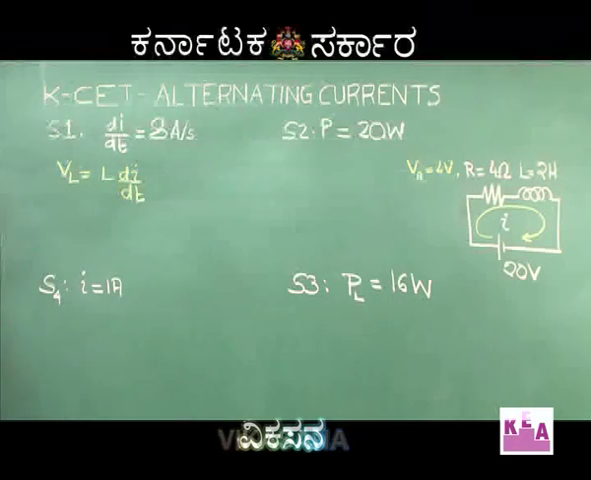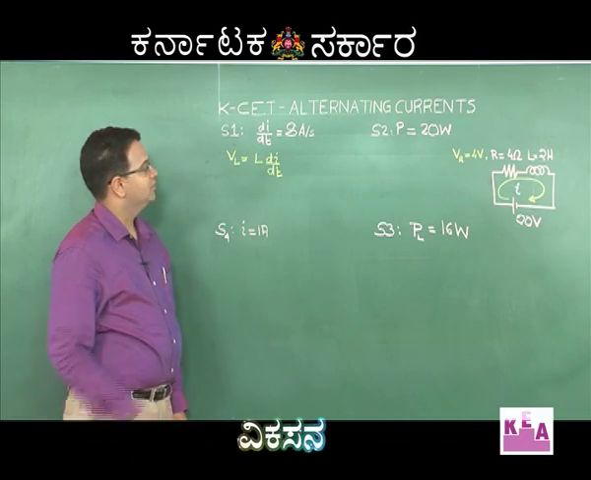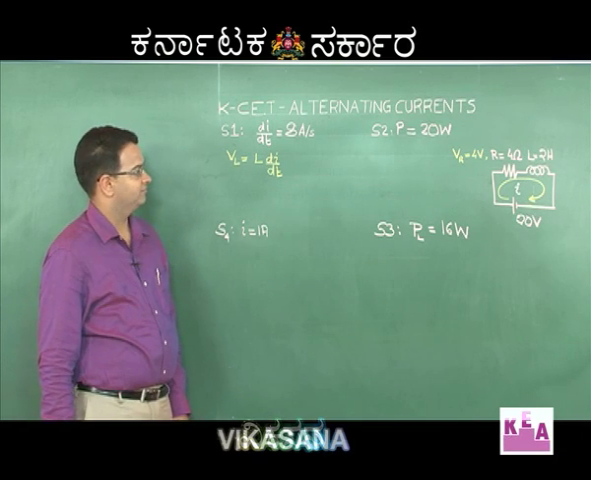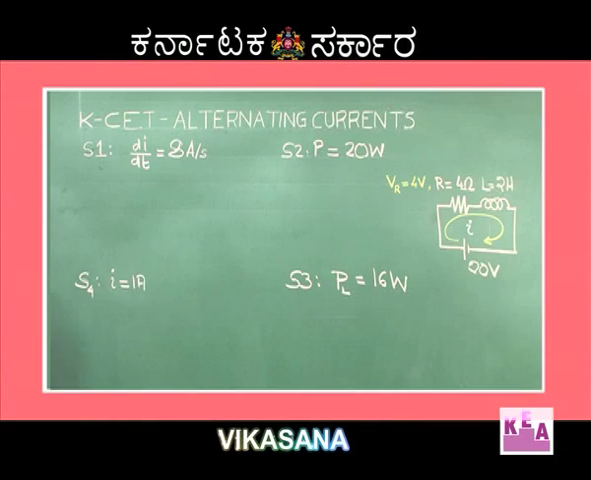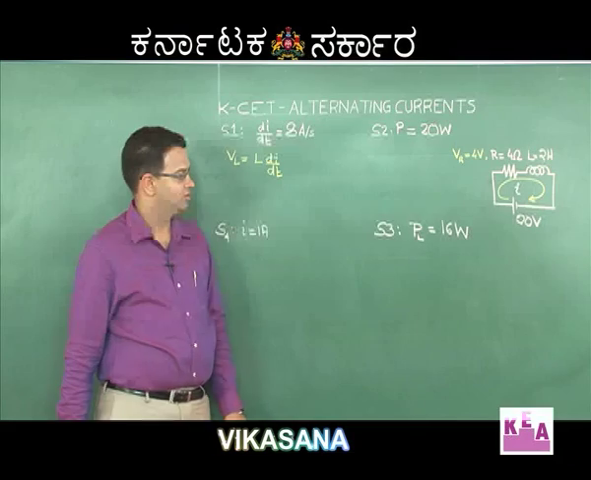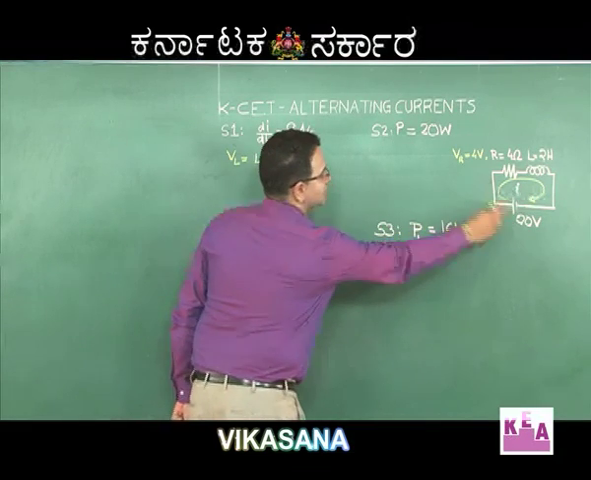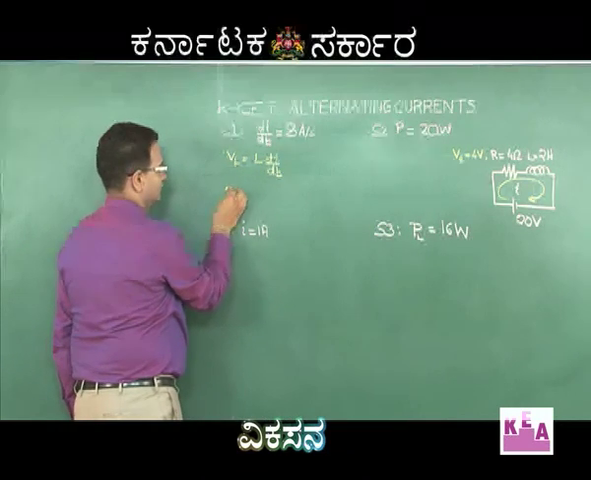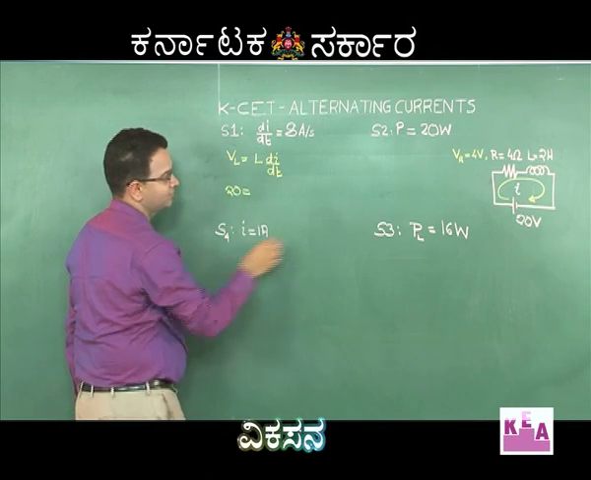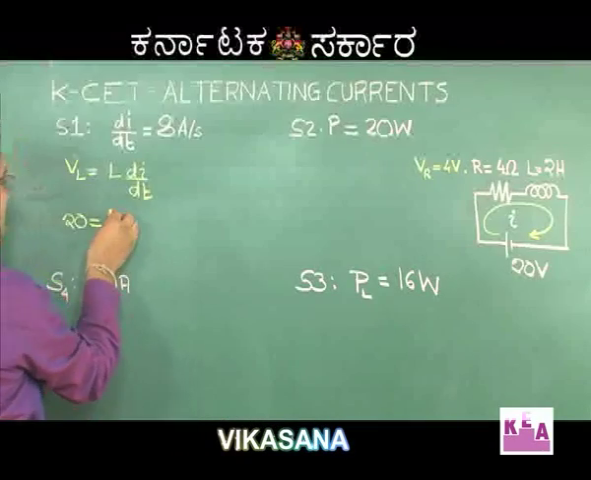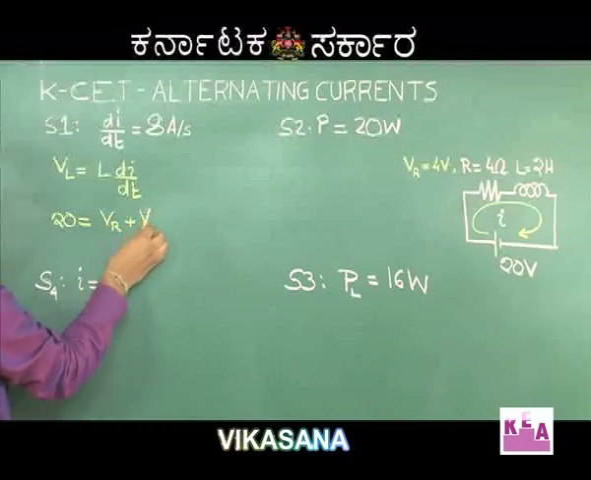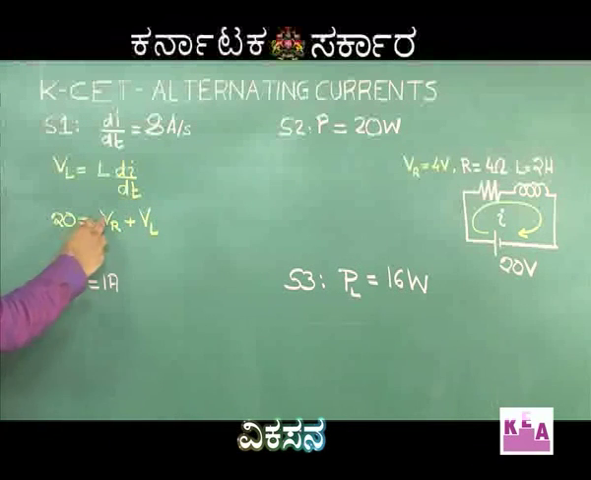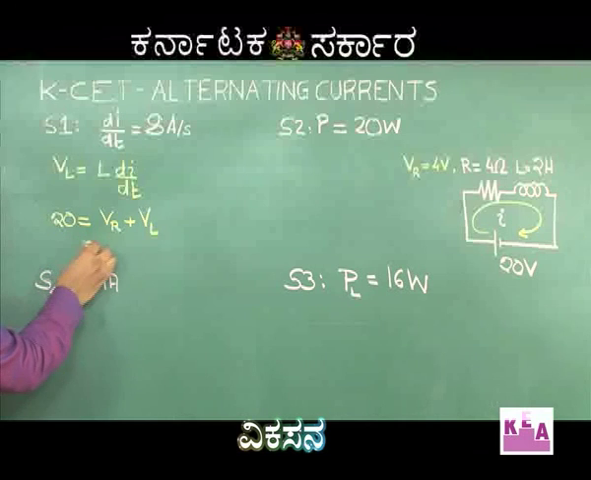Now here, we need to find the voltage across the inductor. The voltage across the resistor is 4 volts. Therefore, the resistance is 4 ohms and the voltage across the resistor is 4 volts. Now, if you see, the total voltage is 20 volts. So, the total voltage of 20 volts will be equal to VR plus VL, the voltage across the resistor plus the voltage across the inductor. Now, the voltage across the resistor is given in the question, which is 4.